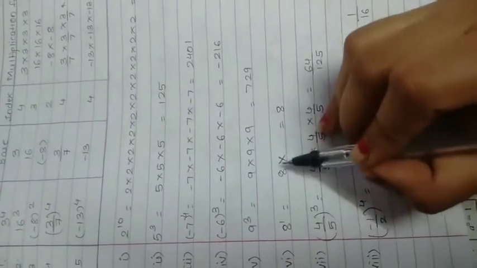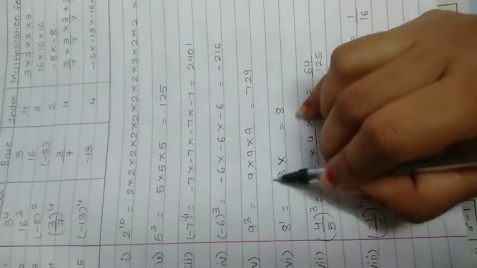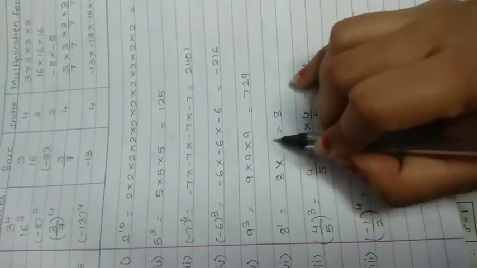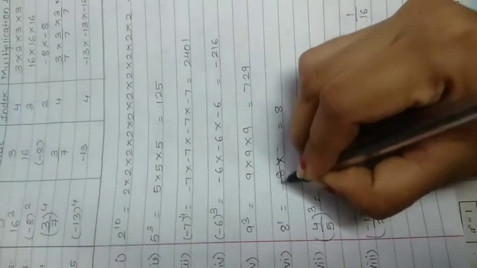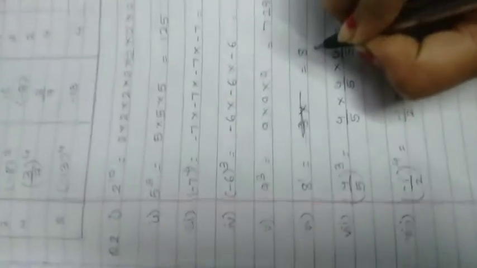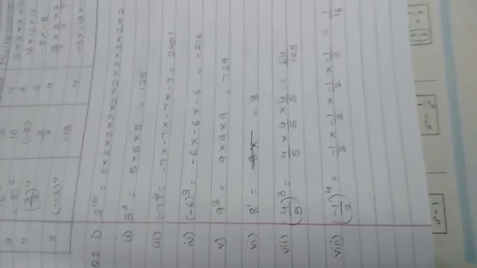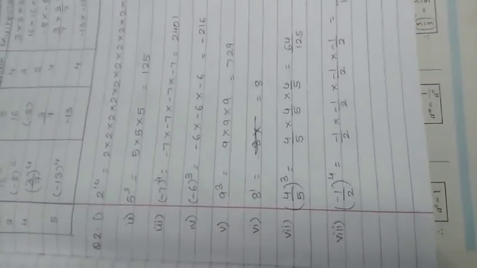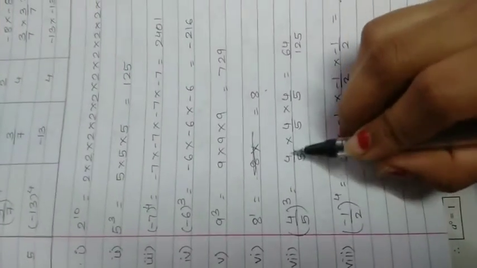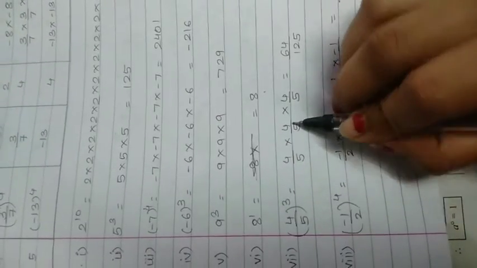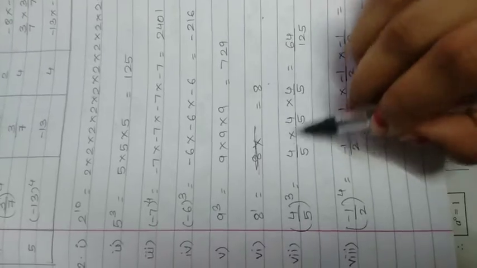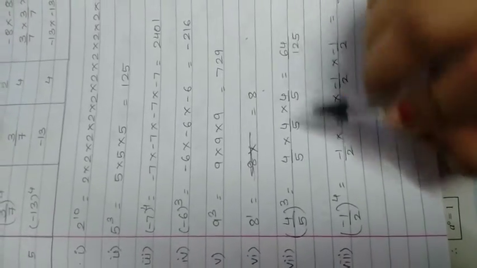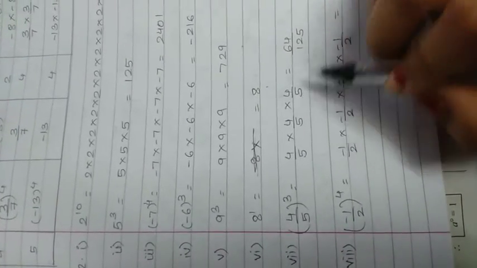8 raised to 1, which directly means 8. We are not supposed to write 8 multiplied by 1. I have done this purposely. So the answer is directly 8. Moving ahead to 7th one, that is 4/5 raised to 3, which means 4/5 multiplied by 4/5 multiplied by 4/5 3 times. 4 4s are 16, 16 4s are 64, 5 5s are 25, 25 5s are 125.